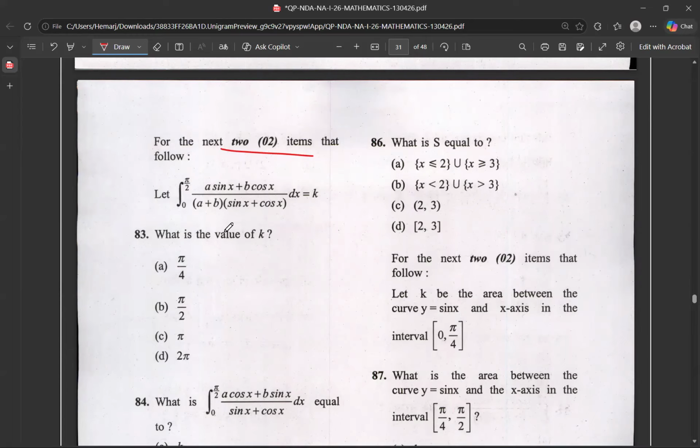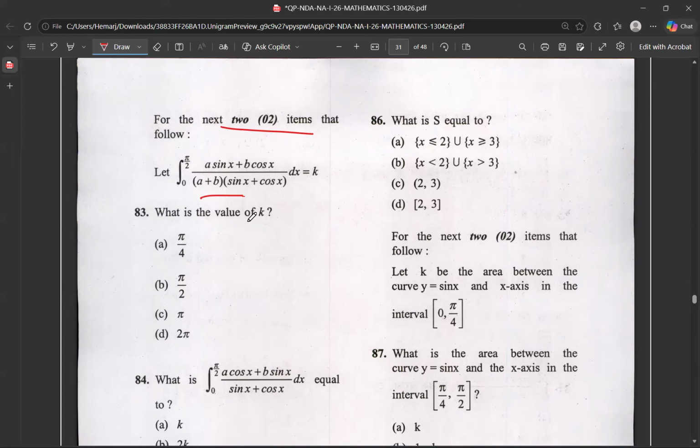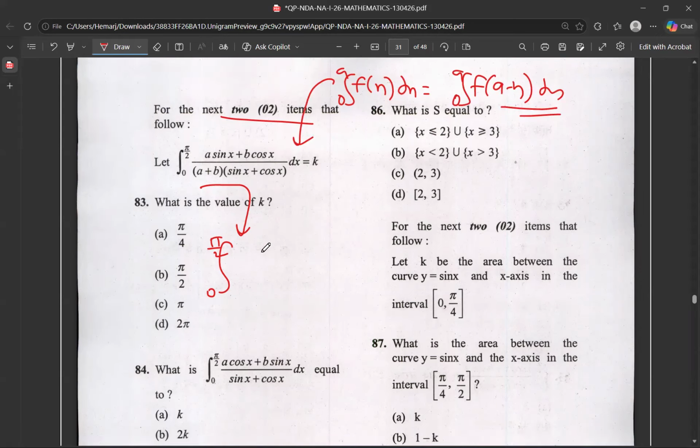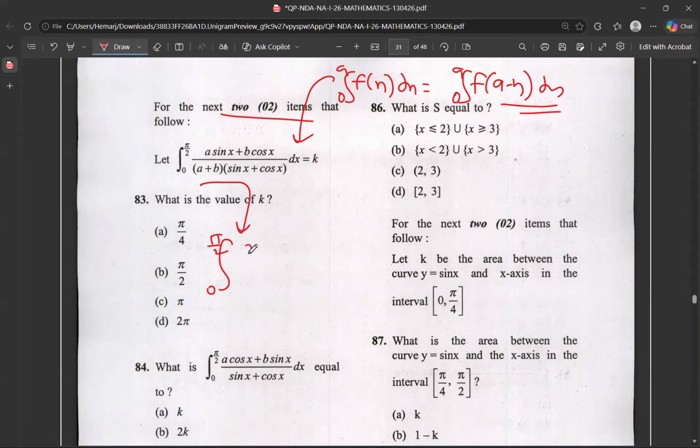One way is to do the integration by recalling any of the formulas. But the basic way, if you recall the properties of integration, is this one: integral from 0 to a of f of x dx is equal to the integral from 0 to a of f of a minus x. We are going to use the same property here, from 0 to pi by 2. So see, a sin of pi by 2 minus x.